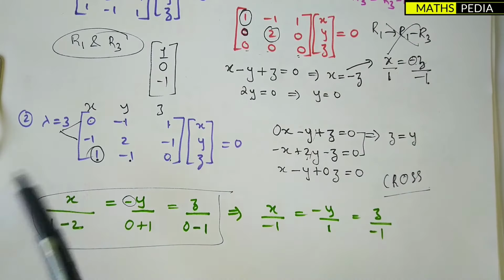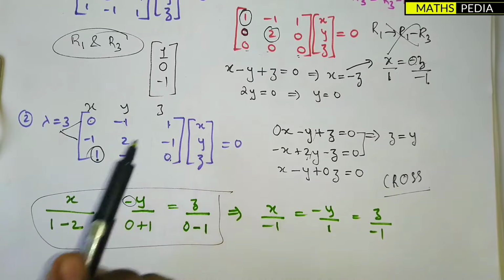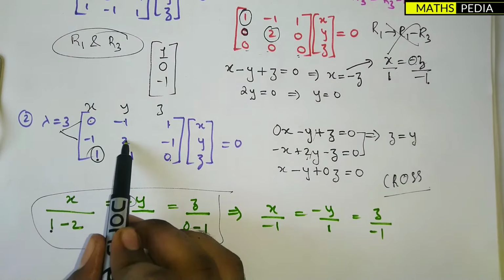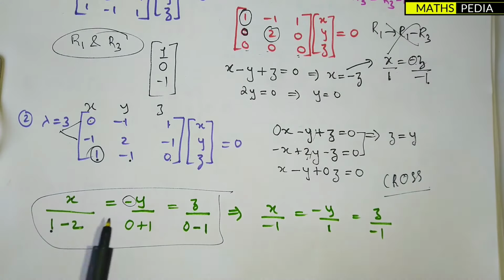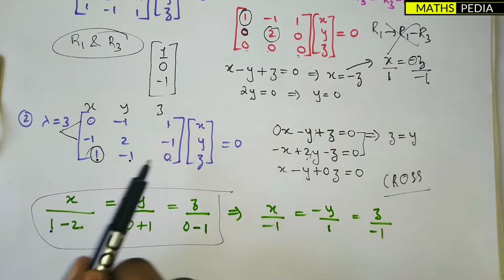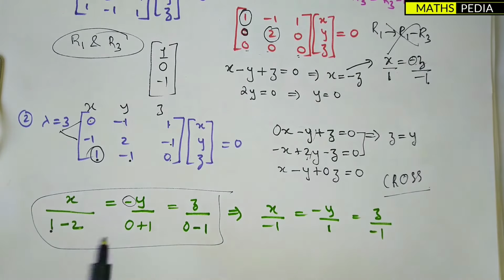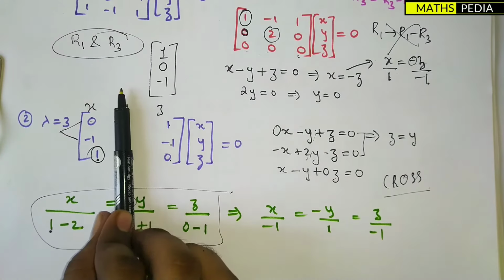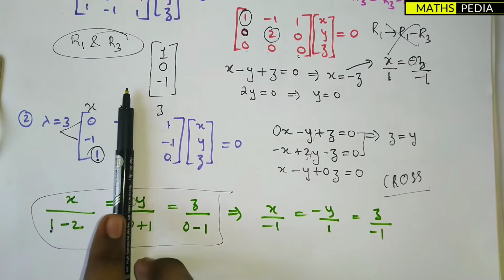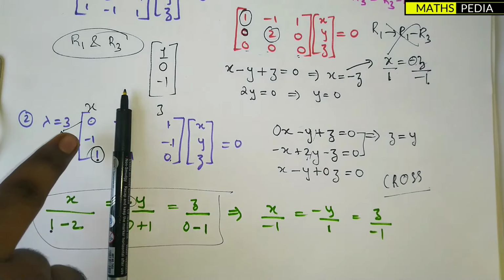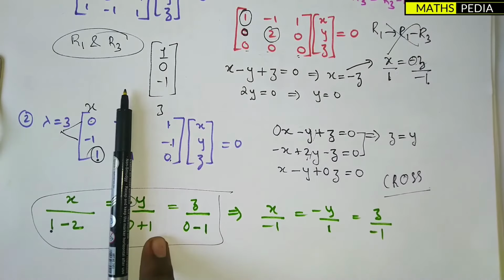Now minus 1 into minus 1 minus 2 into 1. Remember, it's like a determinant only: minus 1 into minus 1 minus 2 into 1, that's it. Now minus y is already present. Now you have to hide this column and see these two: 0 into minus 1, 0, minus 1 into, then minus of minus 1 into 1, that is plus 1.